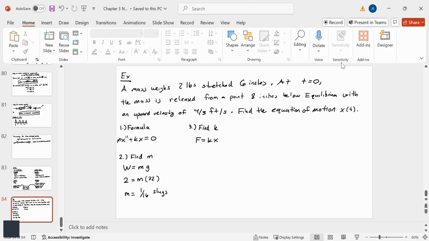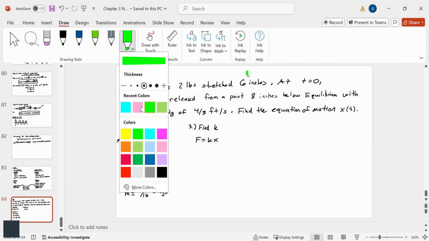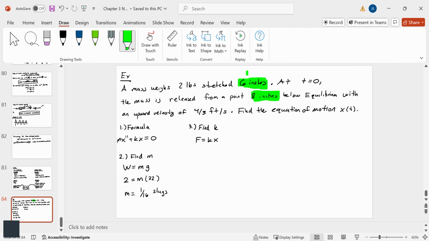So I am told that a mass weighs 2 pounds and is stretched 6 inches, right? However, this is where you got to be careful. You need to decide what units you're going to use, okay? So notice in the problem statement, I have 6 inches and I have 8 inches, but I have feet right here. Right now, we have an inconsistency in units, which means I have to commit to one of them. Once I use one unit, the rest of them have to be the same.